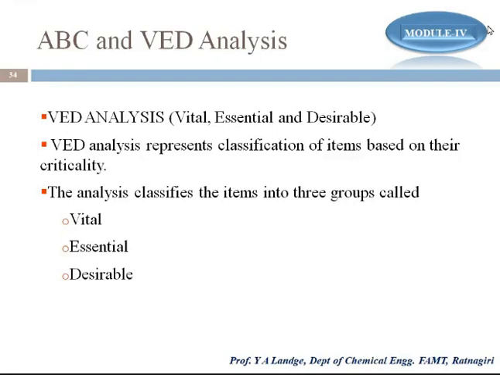Some items, say A and B raw materials, are required for the production of C, and if A is not available, then the whole process is impacted. So it means that A and B both are very essential, very important for a process to run. So let's see how to do this classification: vital, essential, and desirable.